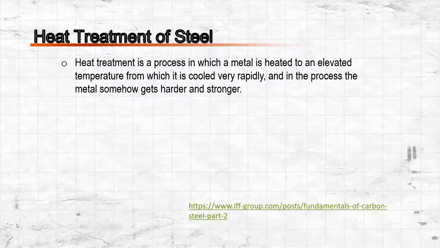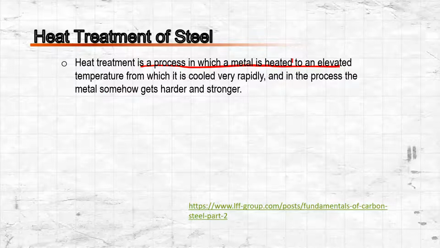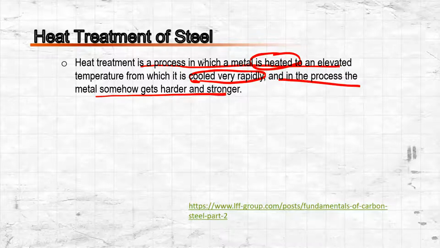Okay, so the next one is heat treatment of steel. Now, heat treatment is a process in which a metal is heated to an elevated temperature from which it is cooled very rapidly. So it's about heating the metal and then cooling it. And in the process, the metal somehow gets stronger and harder.